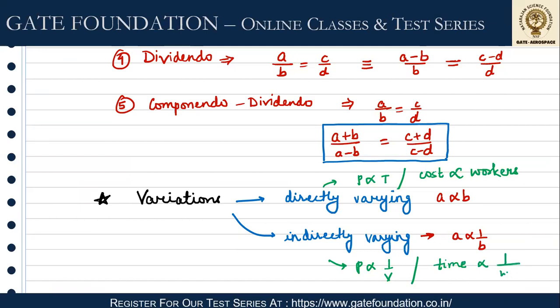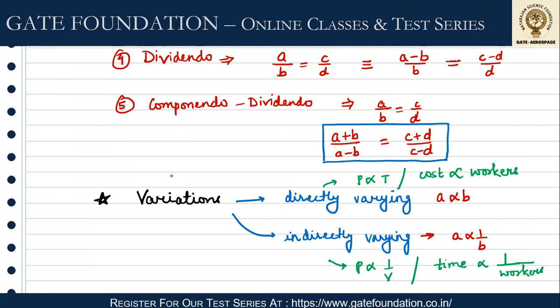So if the number of workers is increased, the time taken to complete the job will decrease, right? So time is inversely proportional to workers, right? So this is the variation that we'll be talking about when we'll talk about work and time and distance. When we talk about all these things, we will talk about variations, then we will understand which are directly varying numbers and which are indirectly varying numbers.